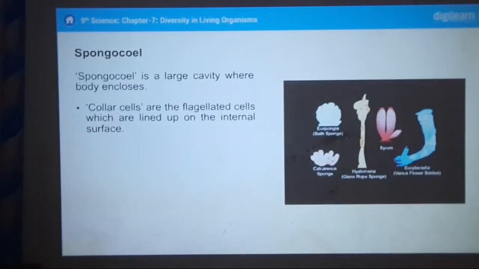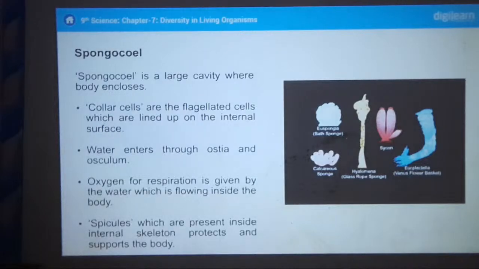The body encloses a large central cavity called the spongocoel. The internal surface of the cavity is lined by flagellated cells called collar cells. Here, water enters through ostia and passes out through osculum. Osculum is the narrow opening at the exterior free end.